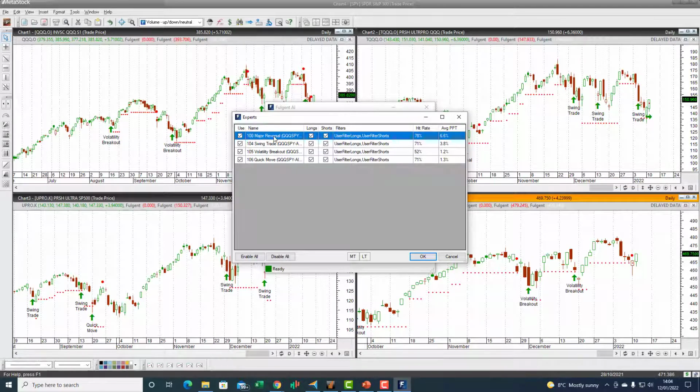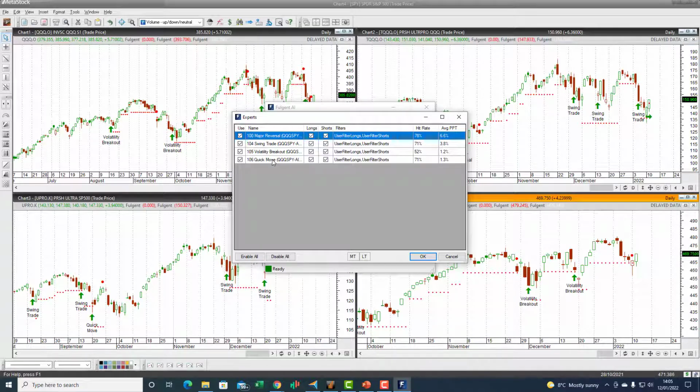The major market reversal signal is on average 78% accurate, with a 6.6% average profit per trade over the testing period. Now, there are thousands of trades. The swing trade strategy is 71% accurate on average, with a 3.8% average profit per trade. The volatility breakout is 52% accurate, with a 1.2% average profit per trade. And the quick move, which is a swing trade strategy after the signal, out on the 3rd or 4th day, is 71% accurate, with a 1.3% average profit per trade.